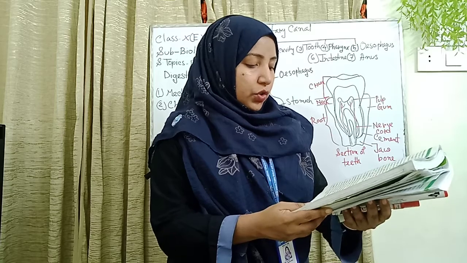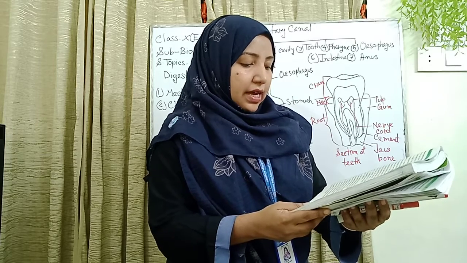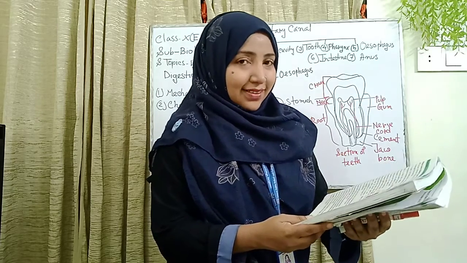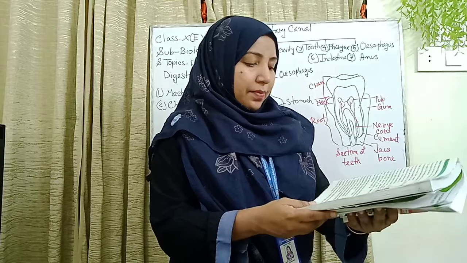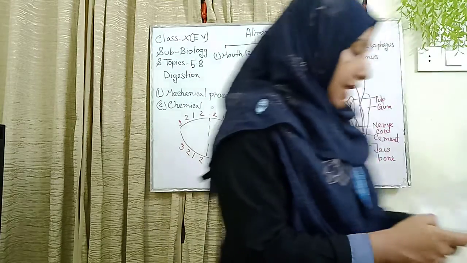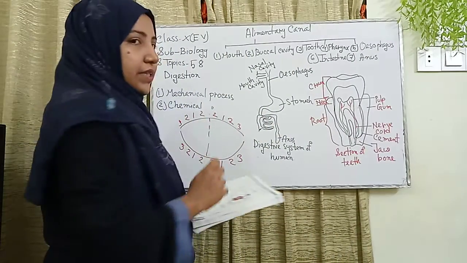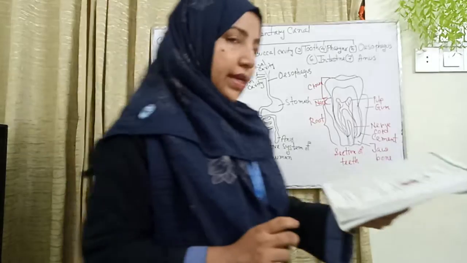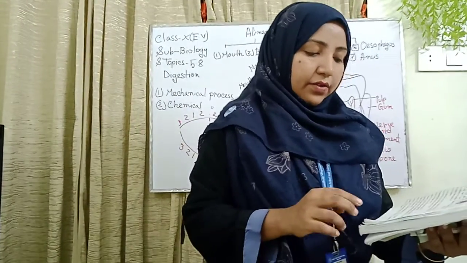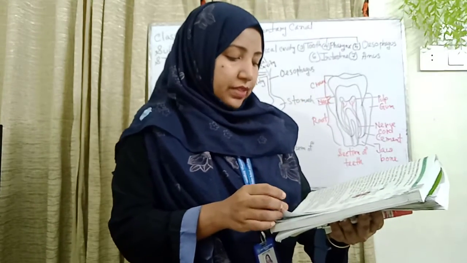The last teeth at the back of the gums are called wisdom teeth. Every adult person has basically 8 incisors, 2, 2, 2, 2, then 4 canines, 8 premolars, and 4 wisdom teeth.